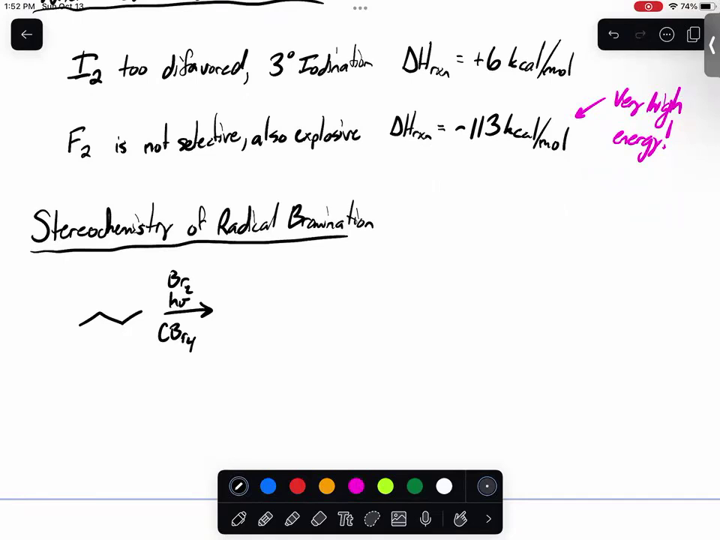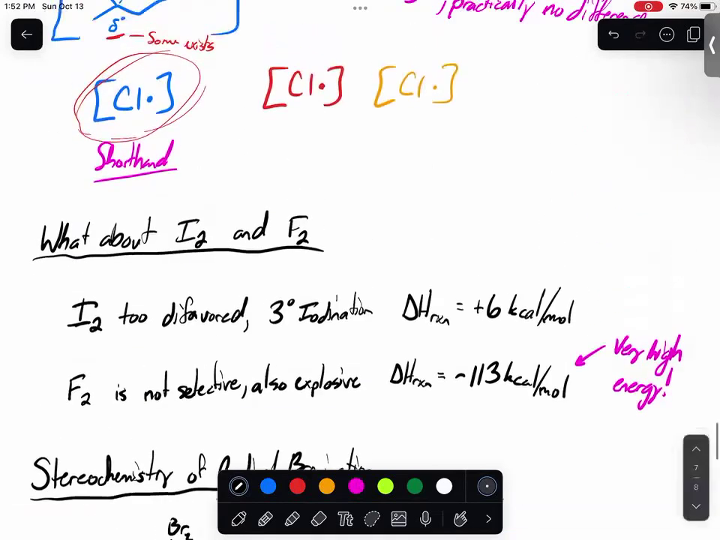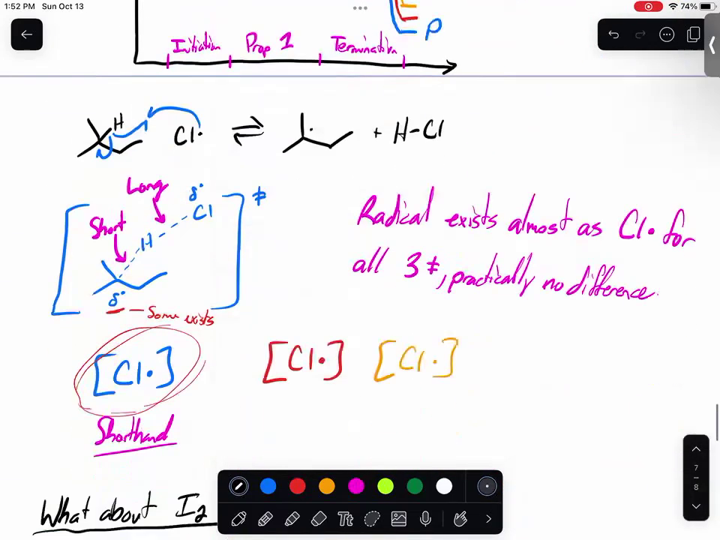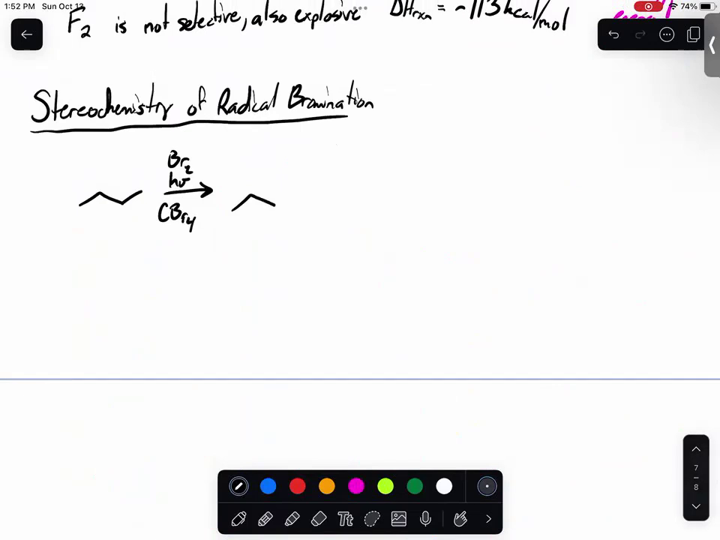In terms of which one's going to be more favorable, we know based on all the things we've talked about so far that secondary is a 99 to 1 favorability over primary. So what that means is in this case, our product should put the bromine on the secondary position, right? That should be our major product, because of course there will be some of the primary around, but not enough for us to care.